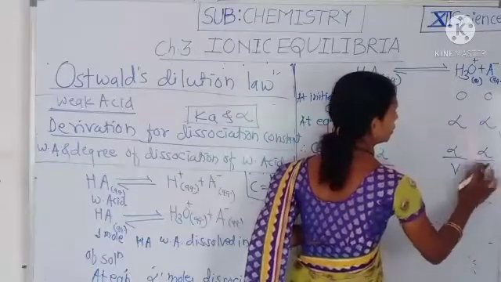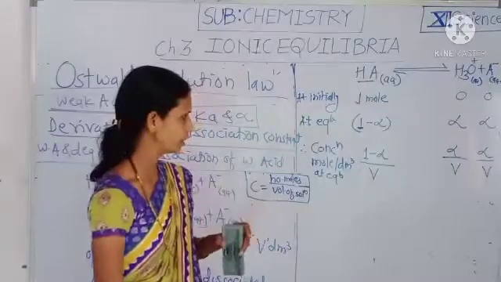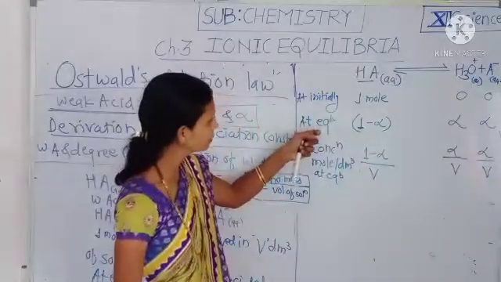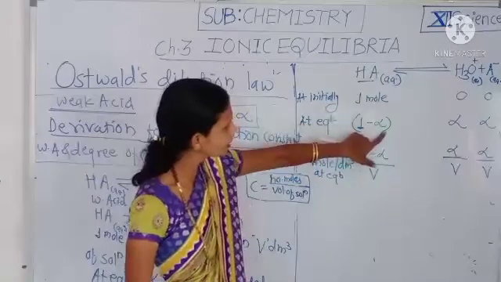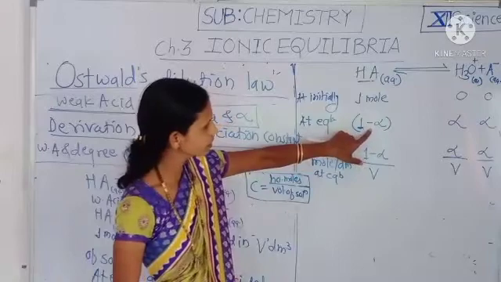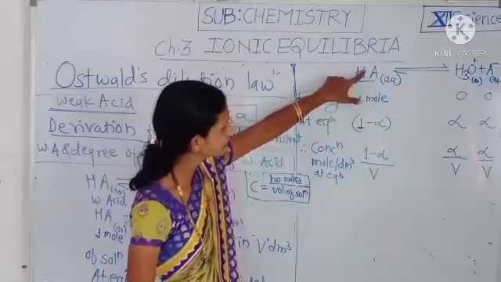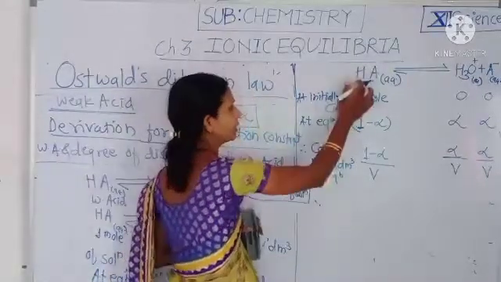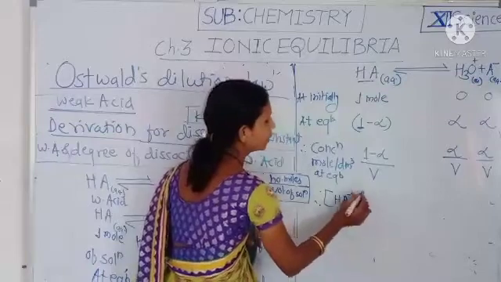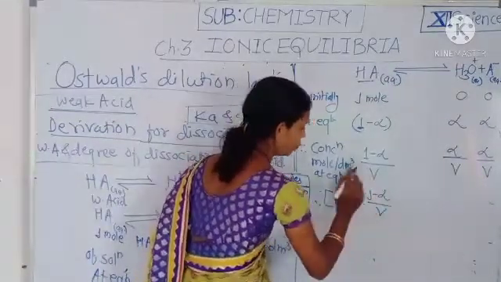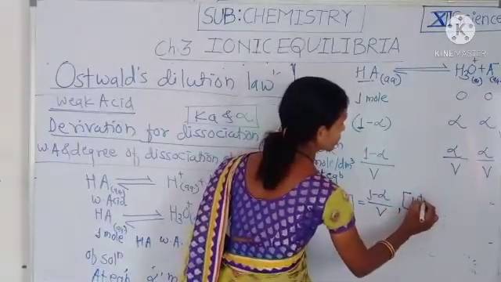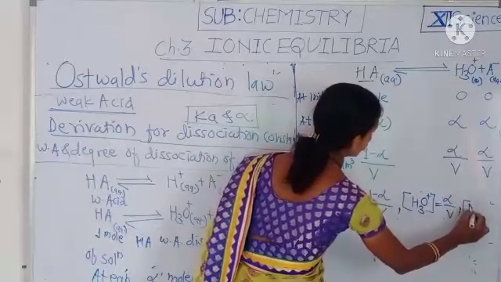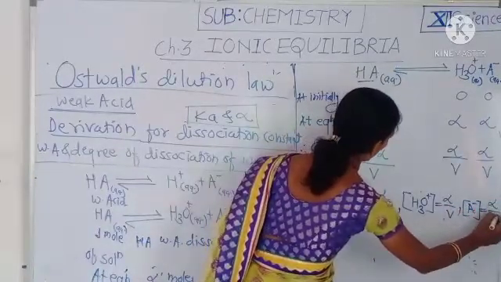Similarly, alpha moles of A minus ions are there in V liter or V dm cube of solution, and those are the concentrations of each species at equilibrium. When equilibrium is attained, the moles of HA is 1 minus alpha. When this is divided by volume, we get the concentration of that species at equilibrium. Therefore, we can write the concentration of HA at equilibrium is 1 minus alpha upon V. Concentration of H plus or H3O plus ion is alpha upon V, and concentration of A minus ion is also alpha upon V.